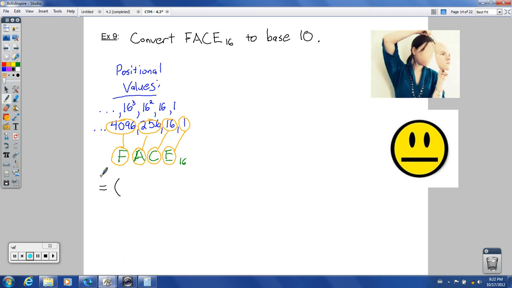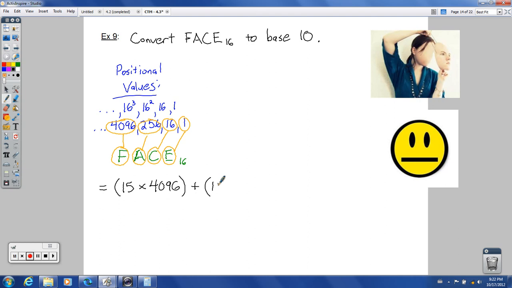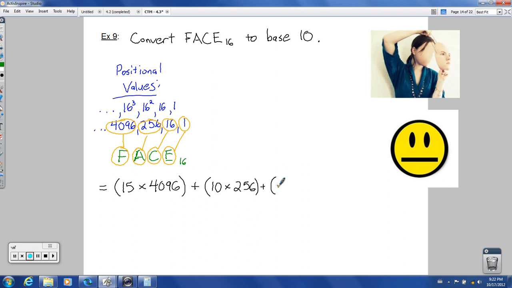So F was representing 15, so 15 times 4096. You could say 15 times 16 cubed. You could write it that way too. That'd be fine. And you've got the next one. A is, I forgot, let's go back here, 10. And remember, C is 12, E is 14. I'll just go in an order like that. So I have A being 10, 10 times 256. For the next one, we've got C being 12, and 12 times 16 is that next one. And the last one, E was 14, 14 times 1.